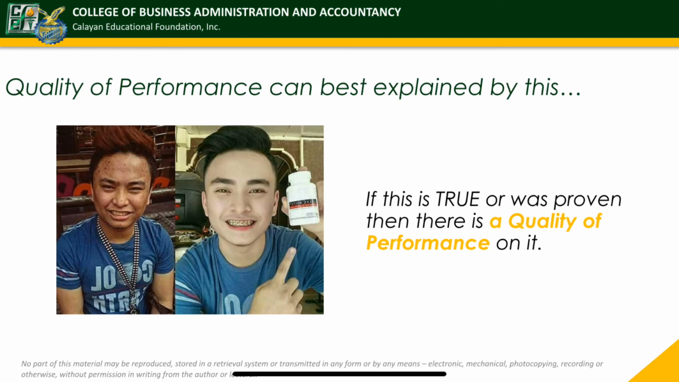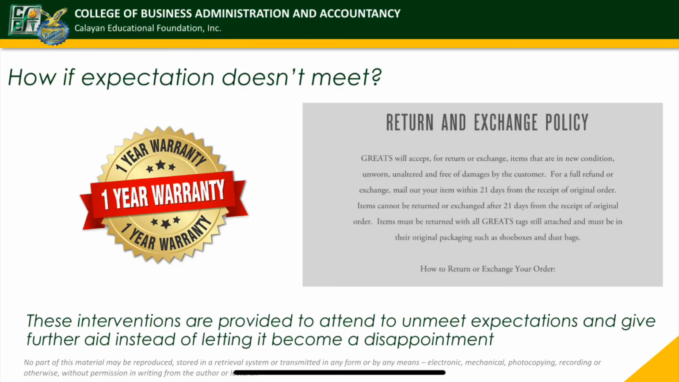However, what if the product doesn't meet what it's supposed to give the consumer? Usually, companies attend to it by giving warranties or policies to make up for the unmet expectations.